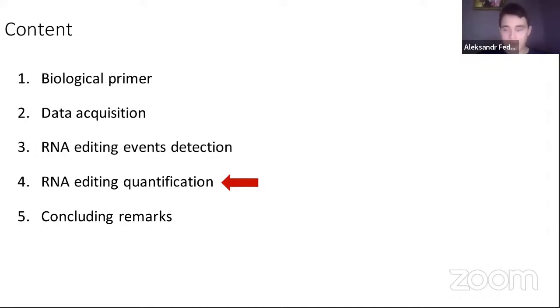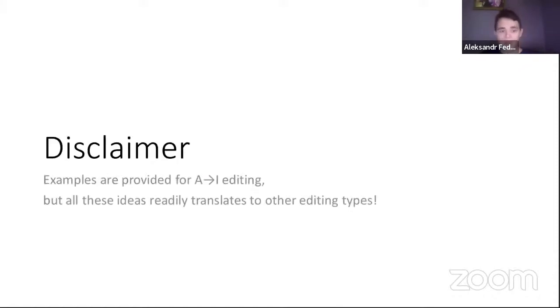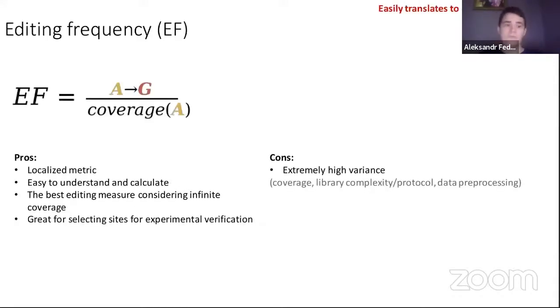Now let's move on to metrics, which can be used for editing identification. The first simple disclaimer: every formula on the next slides will be provided for adenosine to inosine editing. Remember, A to G mismatches, because inosines are read as guanines. But all these ideas readily translate to other types of editing, so it's not a big problem, I think.